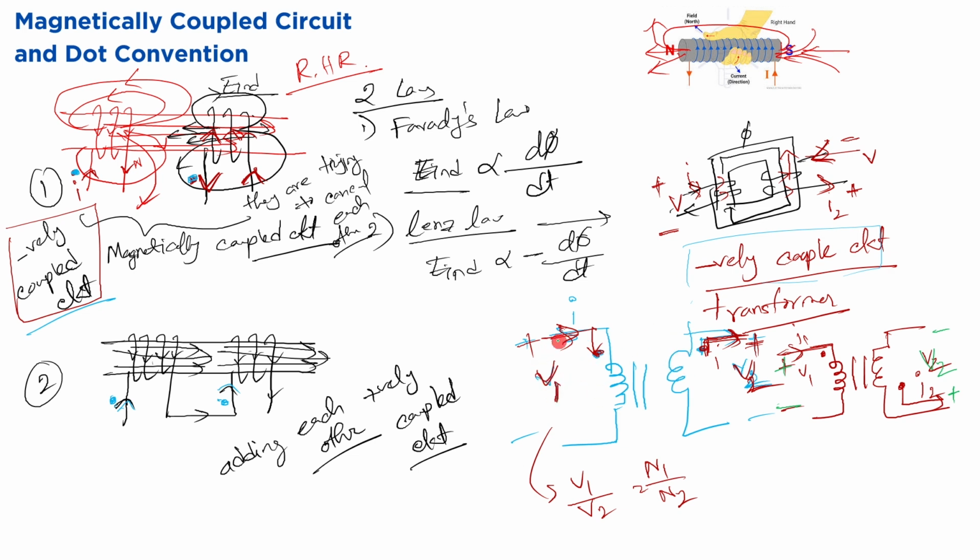And for the currents, dot convention is used in transformers. For the transformer, we know it's a negatively coupled circuit. So if the current goes in from the first side, the second side current will go out. It's pretty simple.